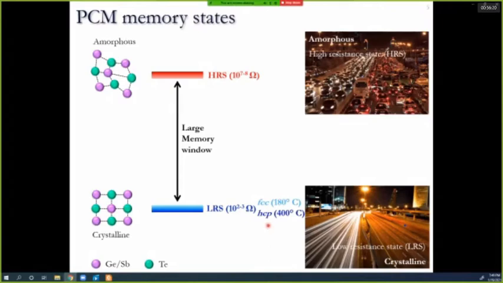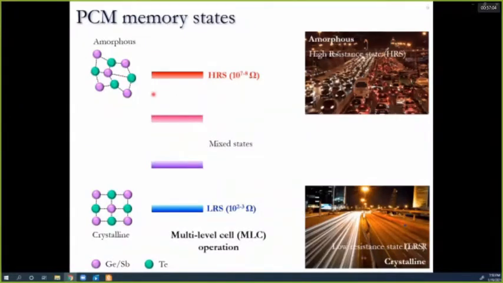One is known as the hexagonal close packed, which is obtained by annealing the cell for a [higher temperature in] Celsius. This HCP state is not obtained by electrical pulsing. Only by annealing at this temperature, or by heating at this temperature, can we obtain this state. The other state at the LRS is known as FCC, which has slightly higher resistance than the HCP state. We can obtain the FCC phase by annealing at 180 degrees Celsius. This FCC phase can also be obtained by means of electrical pulsing.